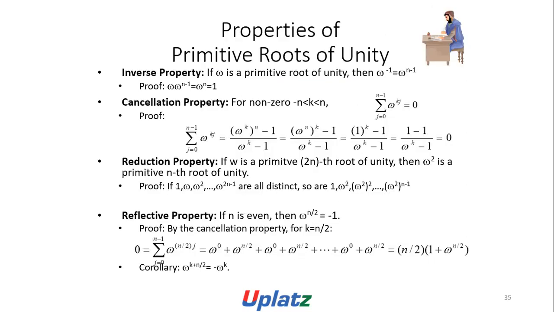Properties of primitive nth roots of unity. Inverse property: if omega is a primitive nth root of unity, then omega^(-1) is equal to omega^(n-1), and omega times omega^(n-1) is equal to omega^n, which is equal to 1.